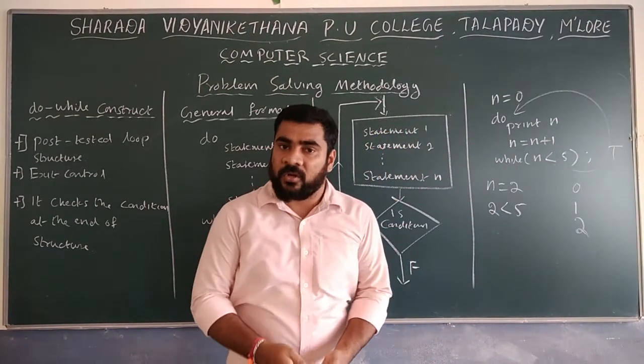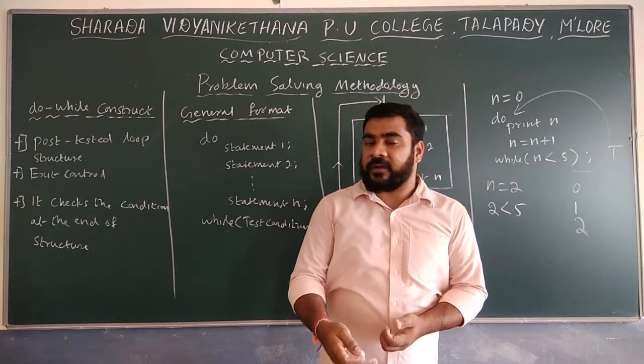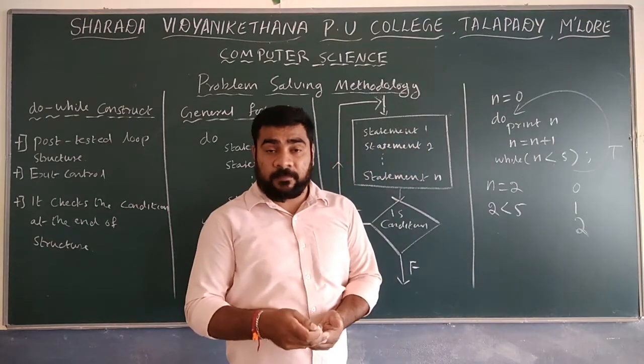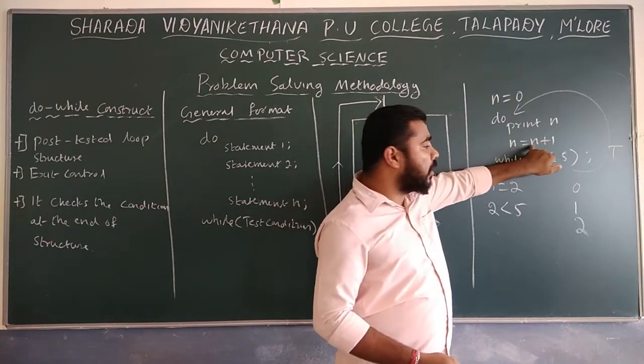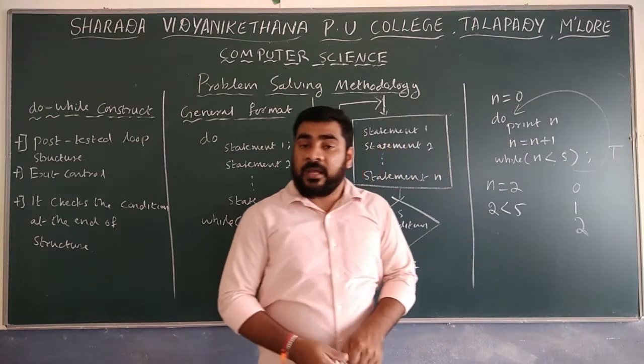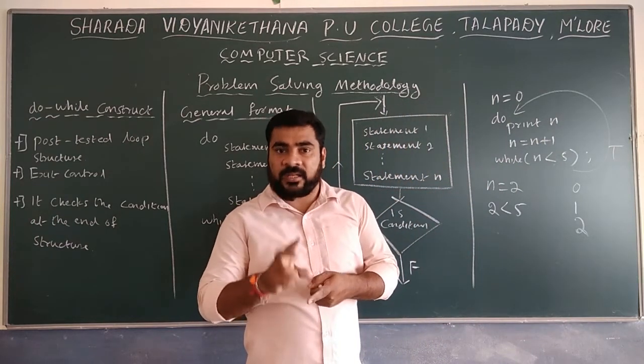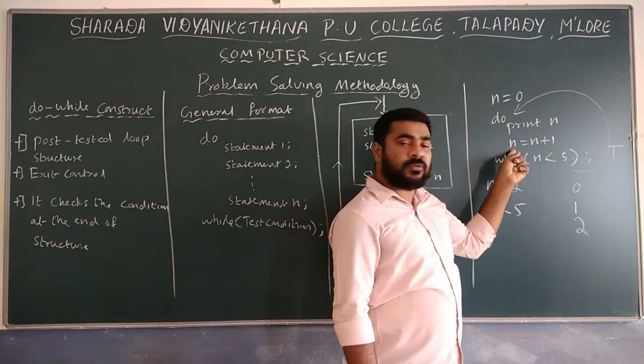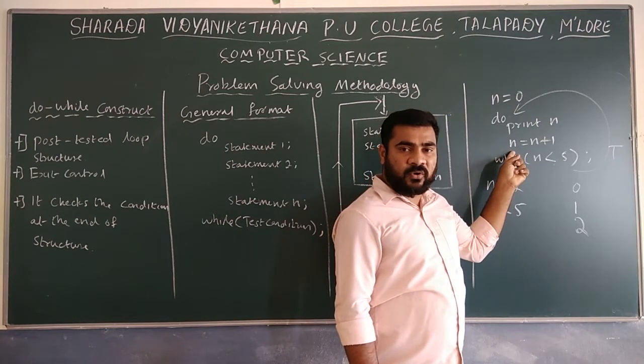The value of n is already 2. 2 plus 1 will be 3. What is the value of n plus 1? n is 2, and 2 plus 1 is 3. Then 3 is assigned to n.